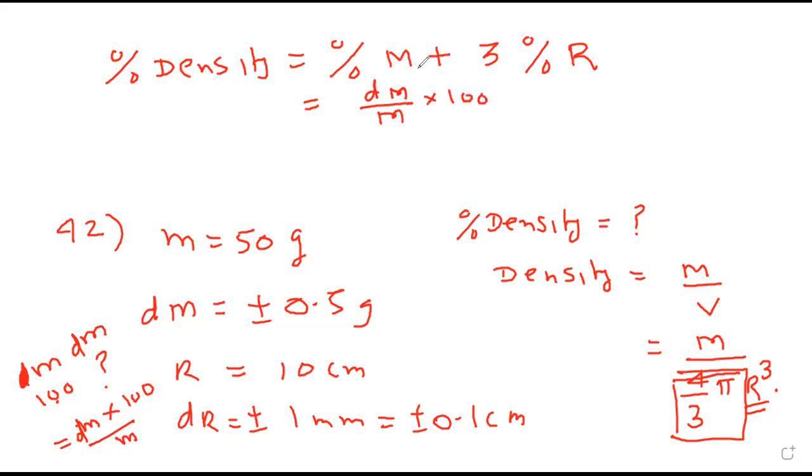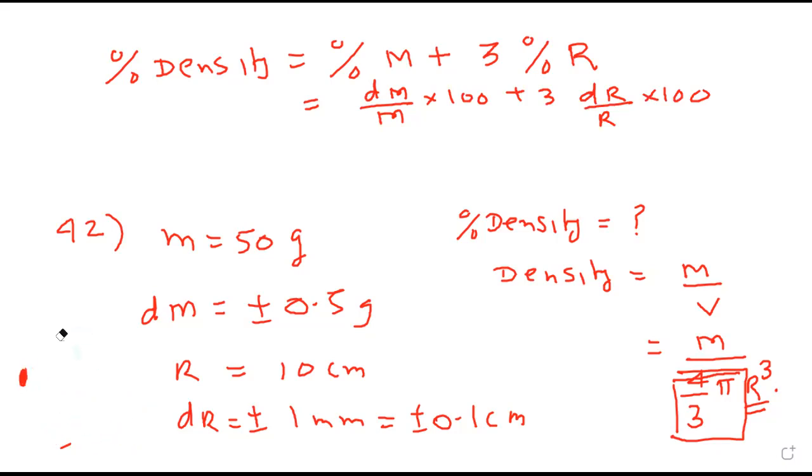In a few sums they give it directly. Here they have given individual values, so we have to calculate. Plus 3 times dr upon r into 100. Please follow this formula. Have you all followed till this? Copy this much, then I am substituting the values. Ganesh, Tanmay, have you followed? Yes, sir.